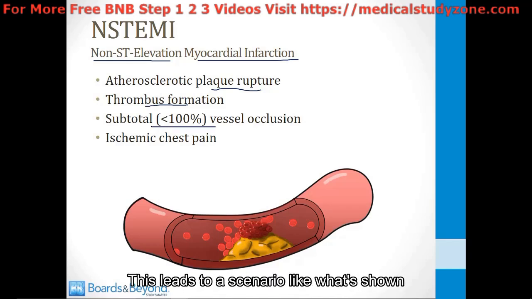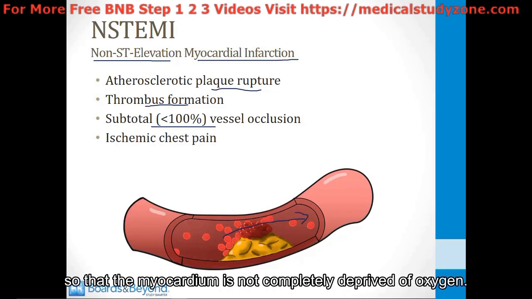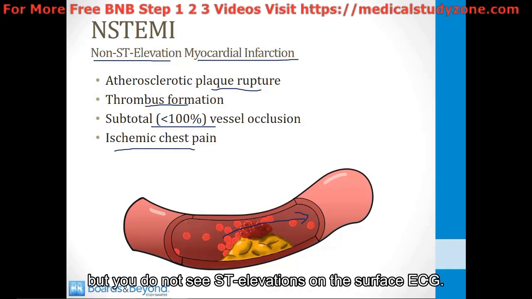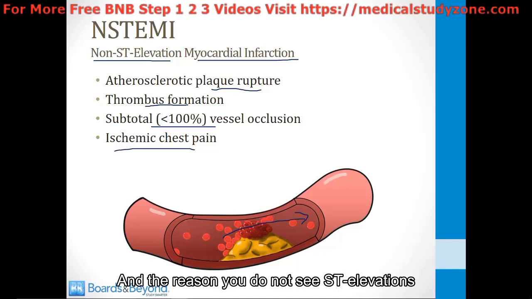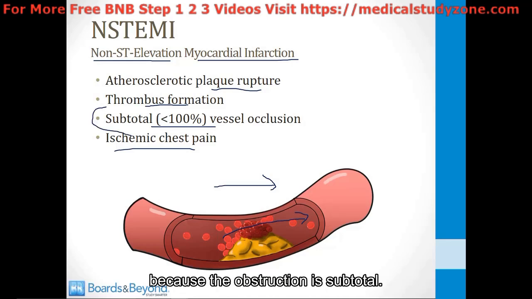This leads to a scenario like what's shown in the drawing on the screen here. We've got a plaque that's ruptured with formation of a thrombus, but there is blood flow beyond the obstruction so that the myocardium is not completely deprived of oxygen. This leads to ischemic chest pain just like in STEMI, but you do not see ST elevations on the surface ECG. And the reason you do not see ST elevations is because there is some blood flow beyond the obstruction because the obstruction is subtotal.